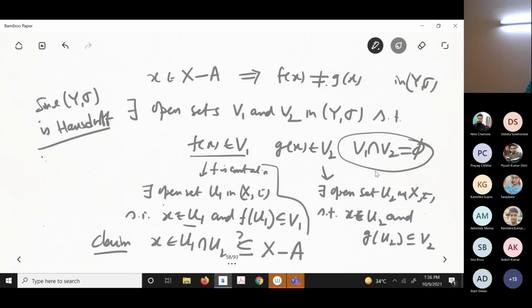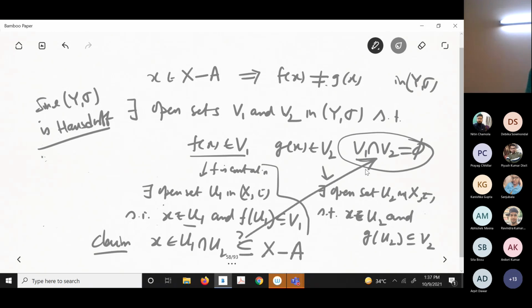Gx prime belongs to Gu2 contained in V2. Fx prime belongs to Fu1 contained in V1. But V1 and V2 are disjoint, so Gx prime is not equal to Fx prime. That is, x prime doesn't belong to A. So we claim. Fine. So this uses the fact. For this you need this fact.